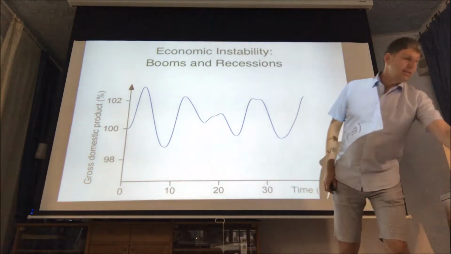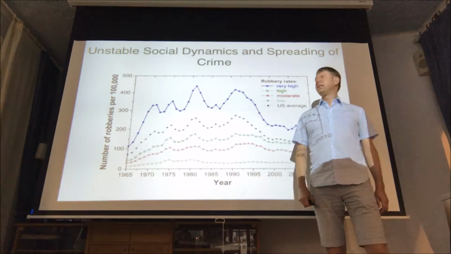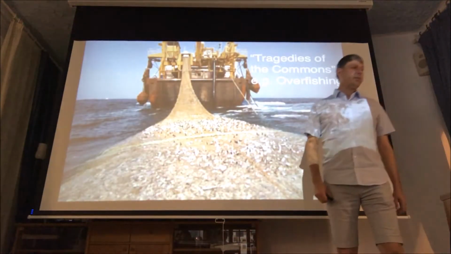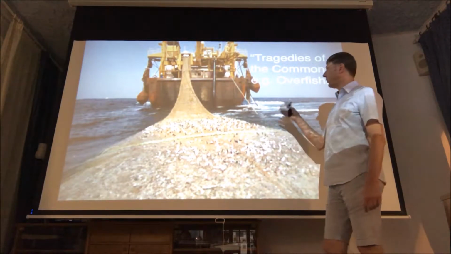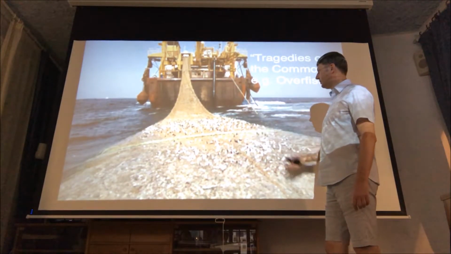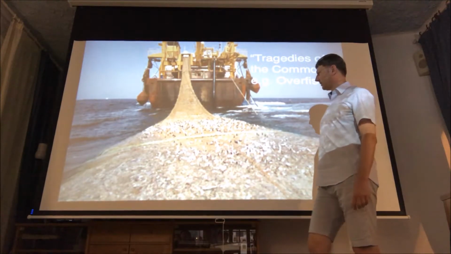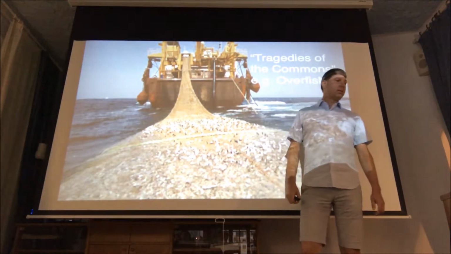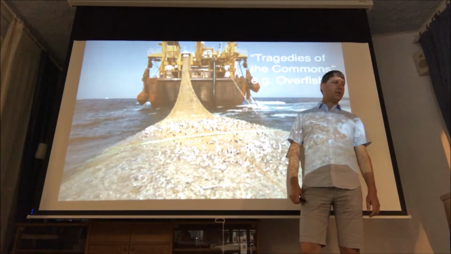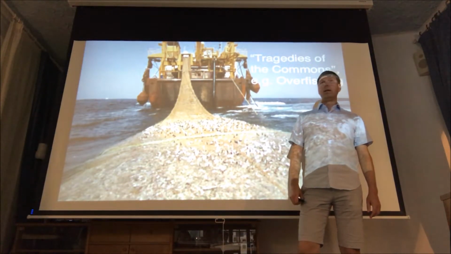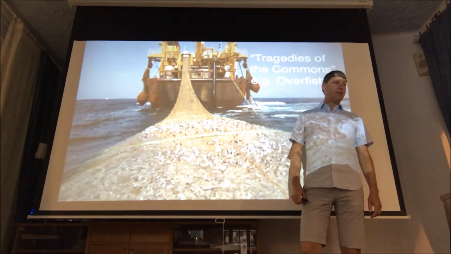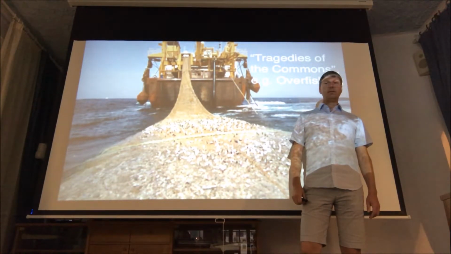Systemic instability is also observed in dynamics of crime. It causes tragedies of the commons, so nobody wants the oceans to be overfished. Nobody wants the global warming to get out of hand. Nobody wants cooperation to break down, but there is an erosion of cooperation and environmental protection and all these kind of things.